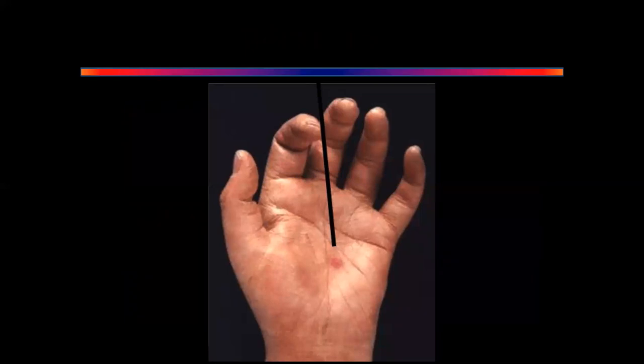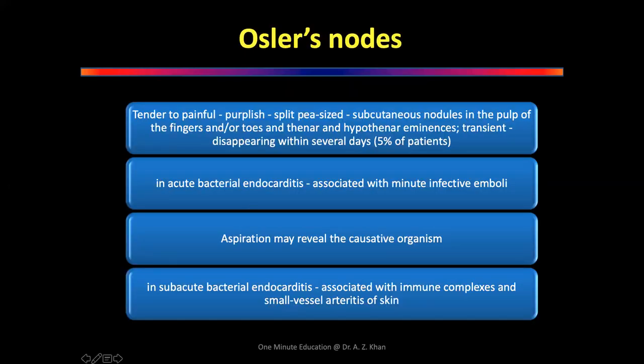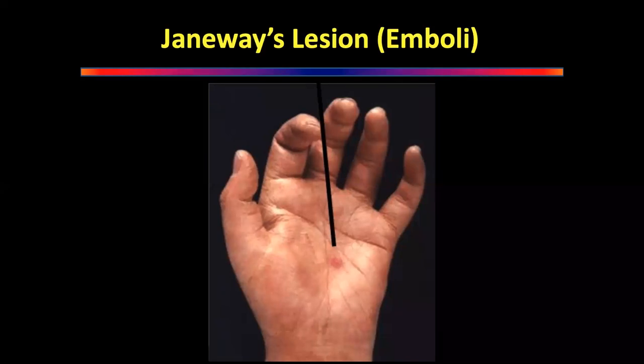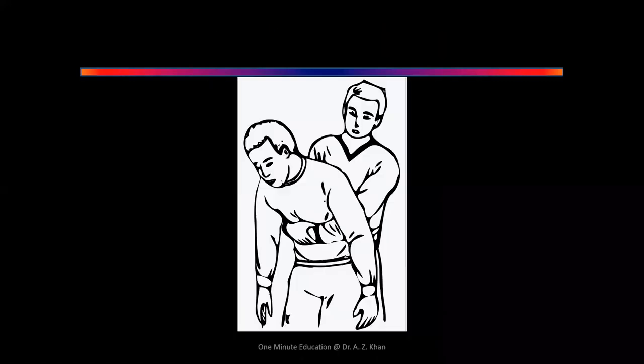The first one is because of an immune response, immune complex being formed. The second one is because of an emboli to the hand. So the emboli to the hand is called as what? And the immune complex is called as what? Immune complex is called as Osler's nodes. What are the emboli, the microemboli called as? Can you see that? It's in the palm of the hand. Okay, this is called a Janeway's lesion. All right, one mark if you told me Janeway's lesion.